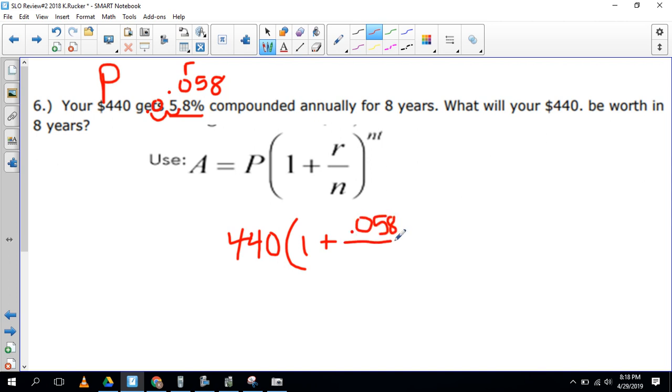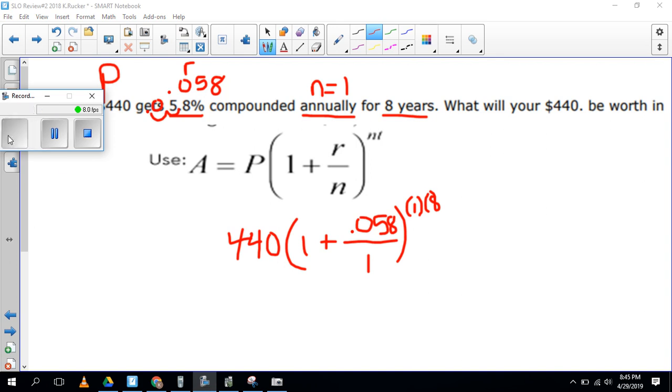0.058 over my N. My N tells me how it is compounded. So it's compounded annually. Remember, annually, it means how many times a year? 1 year. So we put 1 there. And then we got our N times T. So N, once again, is 1. How is it compounded? And then T is the number of years. So it's for 8 years. Okay, so now all we have to do is plug this into our calculator.